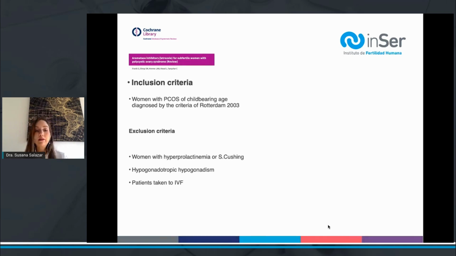The inclusion criteria were women with PCOS of childbearing age diagnosed by the Rotterdam 2003 criteria. Exclusion criteria were women with hyperprolactinemia or Cushing, hypogonadotropic hypogonadism, or patients taken to IVF.